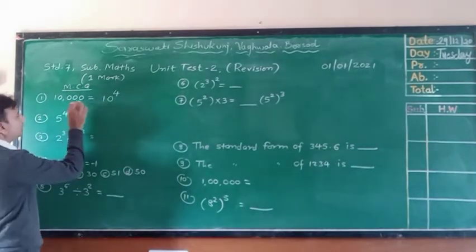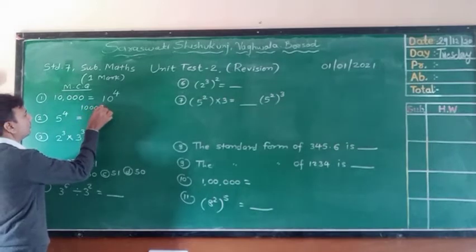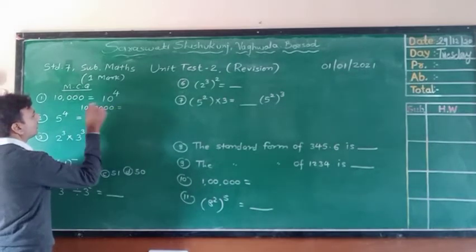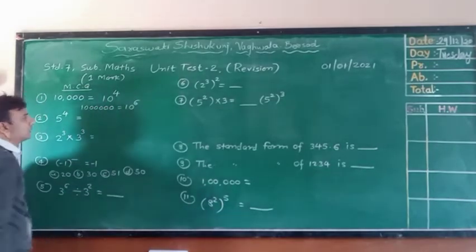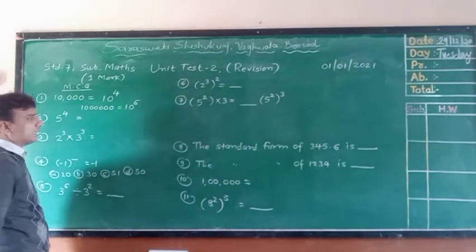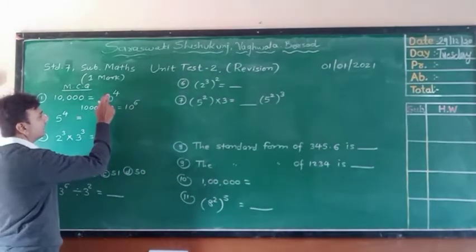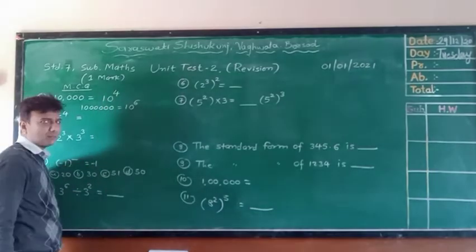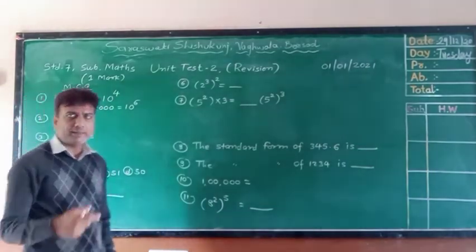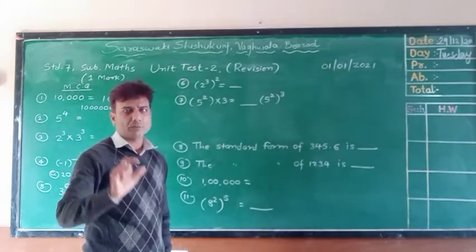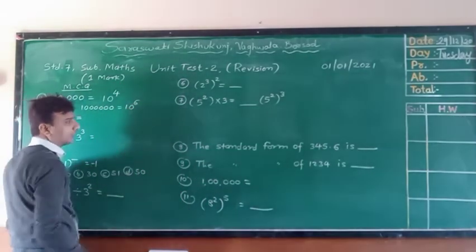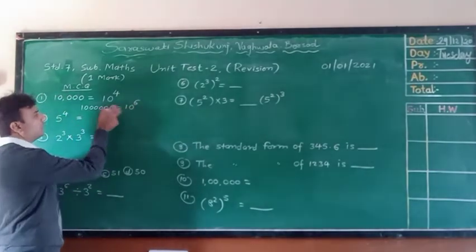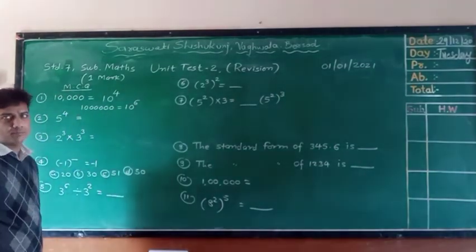Suppose 1,000,000 is given: 1, 2, 3, 4, 5, 6 zeros. Simply, we can write 10 raised to 6. In this power and exponent form, we can say 10 is the base and 4 is the power, and we read it as 10 raised to 4. Here 10 is the base, 6 is the power, 10 raised to 6. So in short form we can denote it this way.